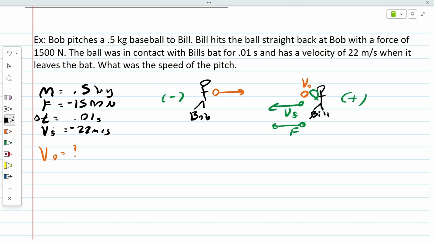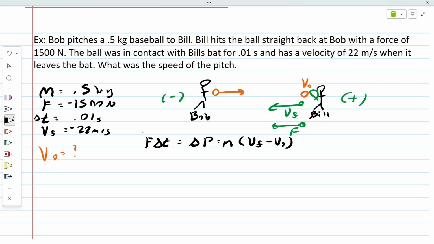Okay, so now we can set up our equation to see if we have enough information to solve this. So we know the force times the change in time is equal to the change in momentum. And the change in momentum equals the mass times velocity final minus velocity initial, or change in velocity.